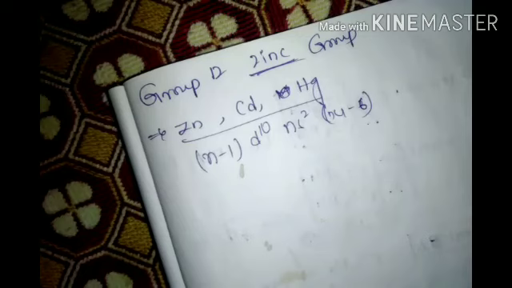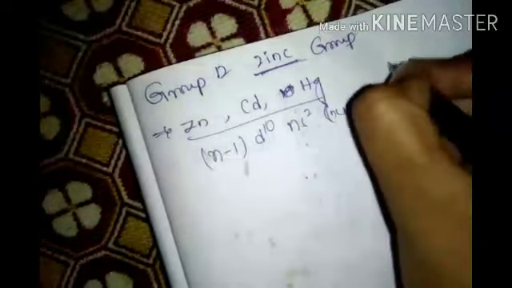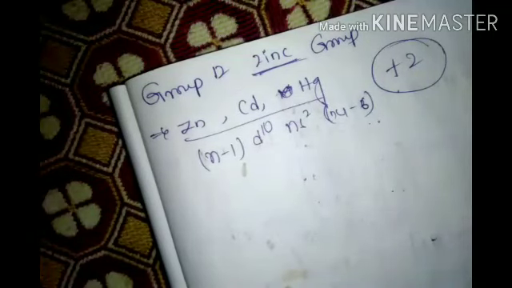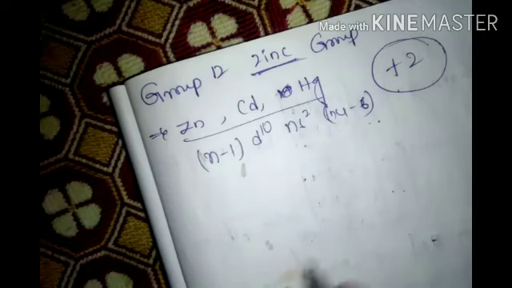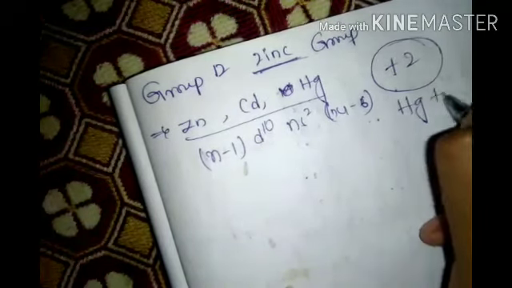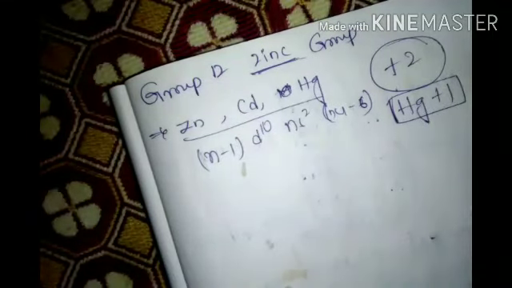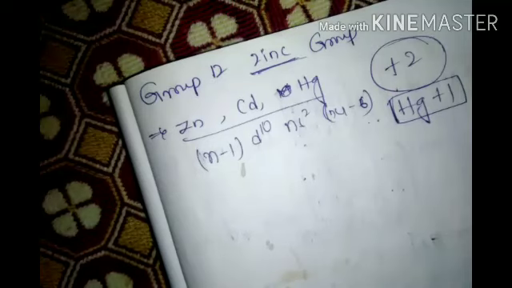Zinc actually shows only the +2 oxidation state, only +2. Zinc and cadmium show +2, mercury also shows +2, but sometimes mercury shows +1. This is a very, very important point. Mercury, what we are using, where we are using, everything you already know. Zinc and cadmium dissolve in diluted H2SO4 and produce H2 gas. A few points like this are there.